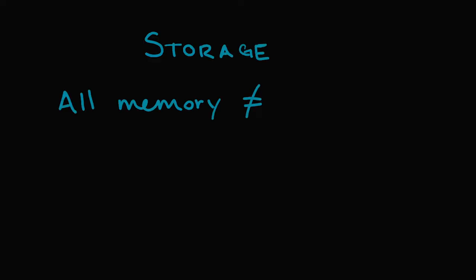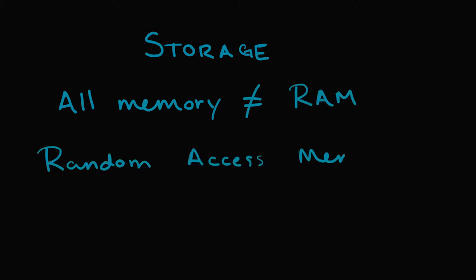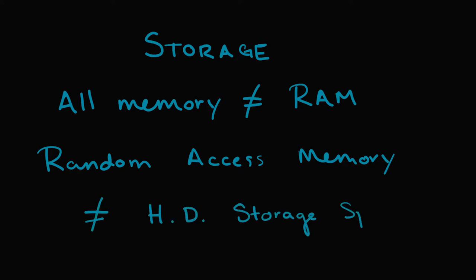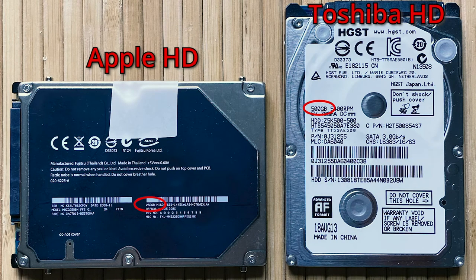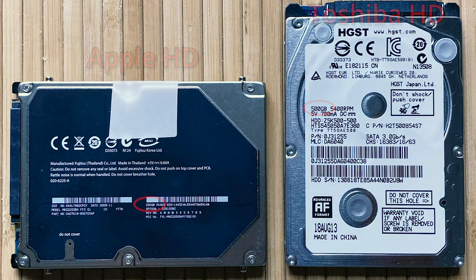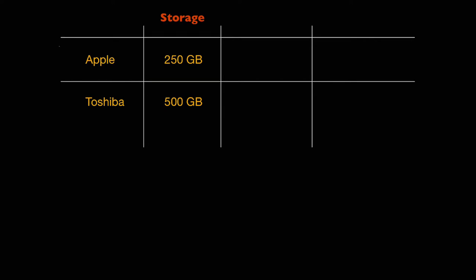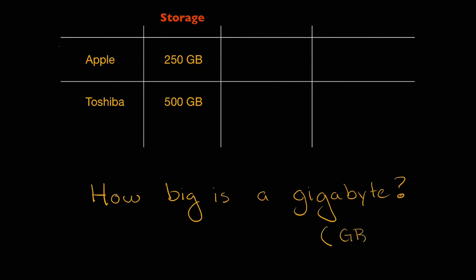There's always a storage size with a hard drive. Since it is referred to as memory, it is sometimes confused with another type of memory, which is known as RAM, or random access memory. We'll talk about RAM in a later episode, but for now, let's talk about storage size, since both RAM and hard drive space are currently measured in gigabytes. My Apple hard drive has a storage capacity of 250 gigs, and the Toshiba hard drive has a storage capacity of 500 gigs. But just how big is a gigabyte, or more commonly, a gig?